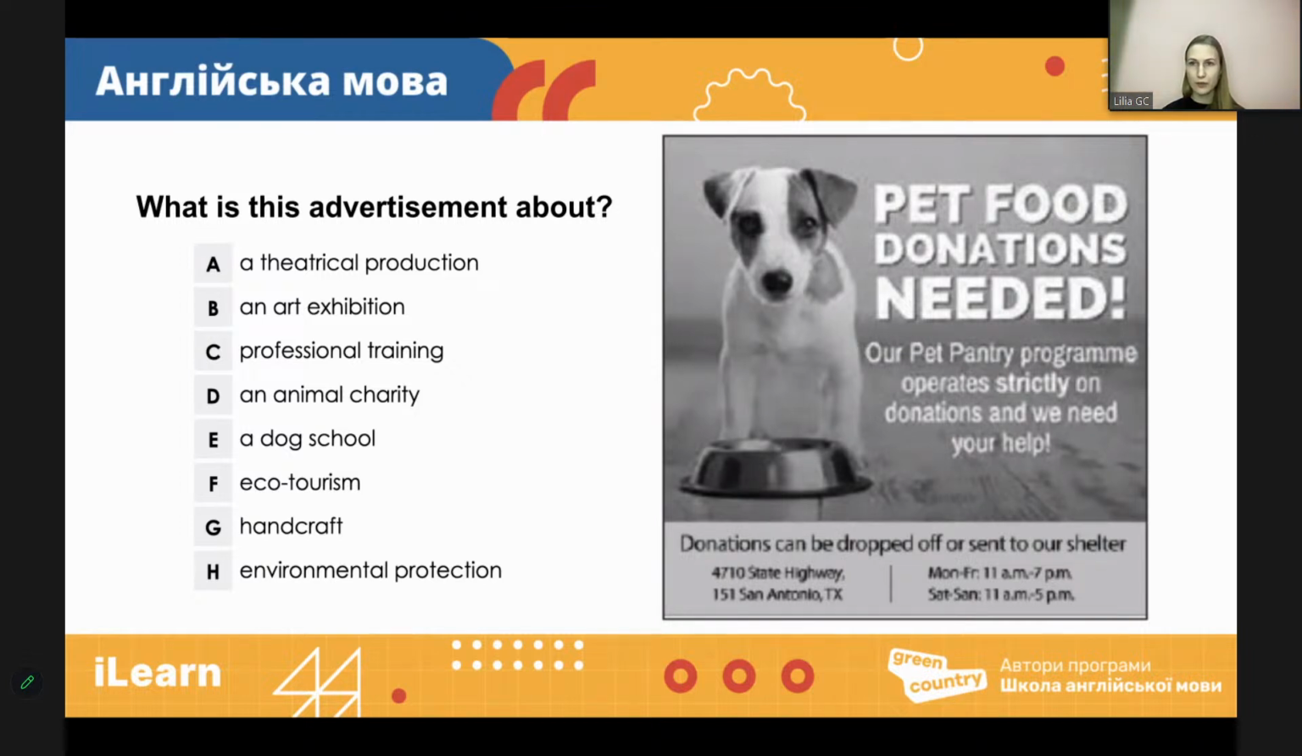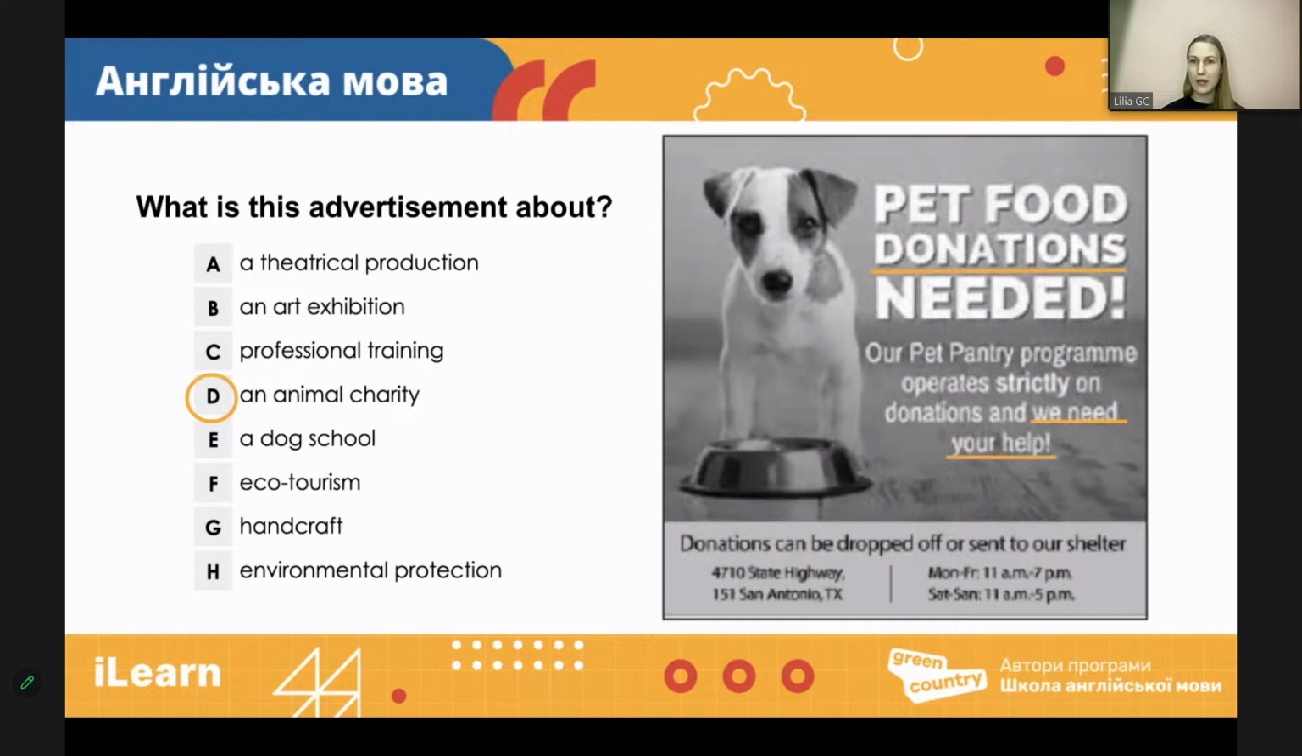Check the info first. Do not look at the options before you get the idea. All right, so I can see lots of letters D and none of E, which means you look at the idea and not just at the cute dog. Yeah, so it's about an animal charity. And again, donations, good job.